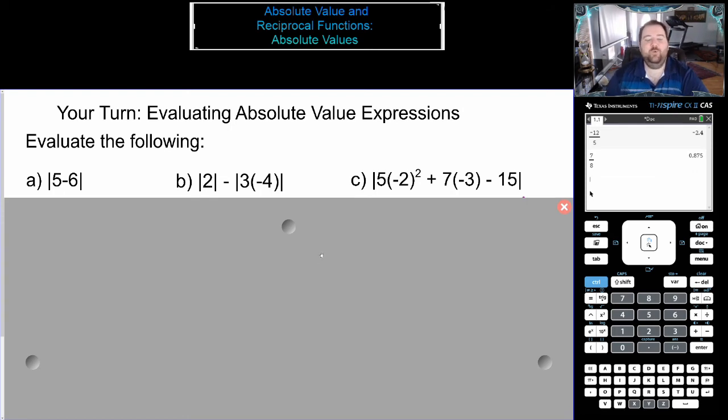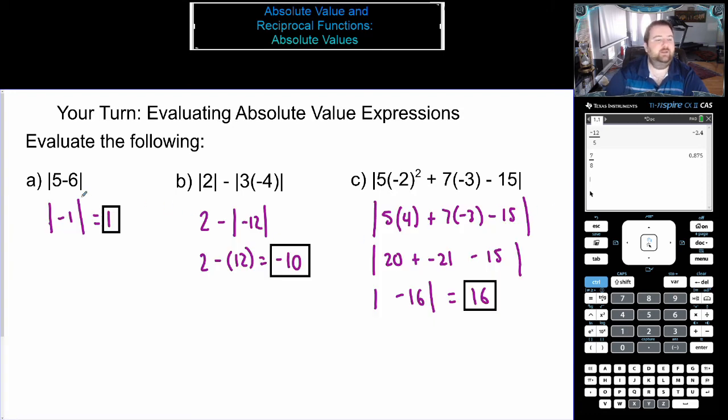All right, everybody, welcome back. We have the solutions for you. Let's take a look. So the absolute value of 5 minus 6 is negative 1. Absolute value of negative 1 is 1. Here we have the absolute value of 2 is 2. And then the absolute value of 3 times negative 4 is negative 12. Now the absolute value of negative 12 is 12. So then you have 2 minus 12. And 2 minus 12 is negative 10.